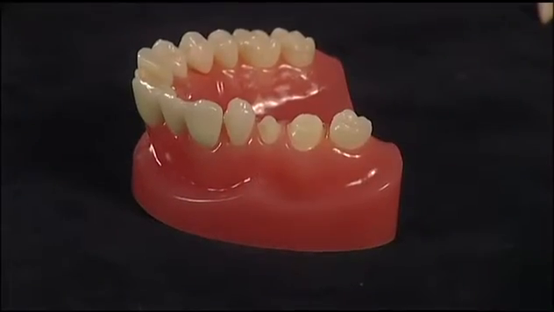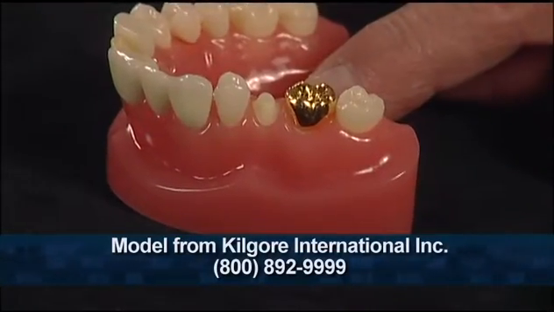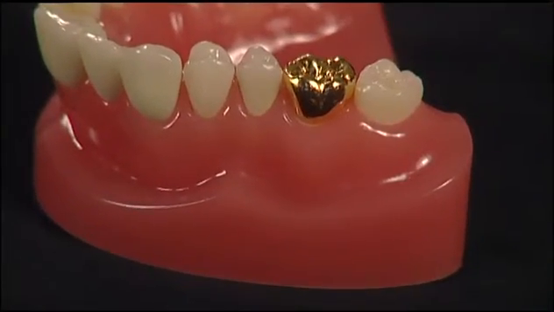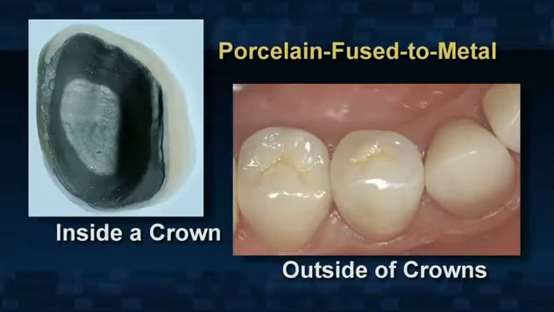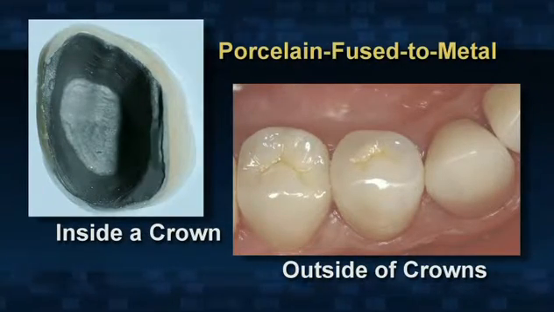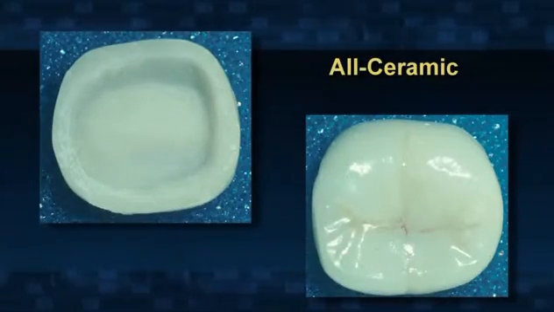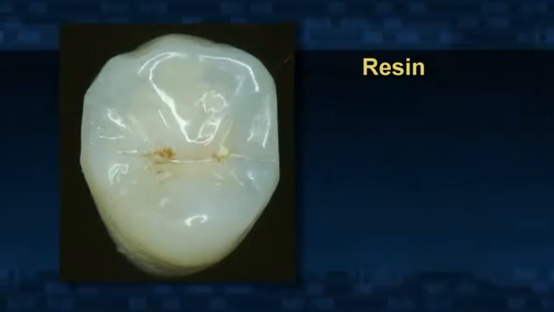The model you're observing has two teeth prepared for a gold crown and a porcelain fused to metal crown. You'll note that they're quite different. There are currently 4 types of crowns available to you: porcelain fused to metal, all ceramic, gold alloy, and resin.